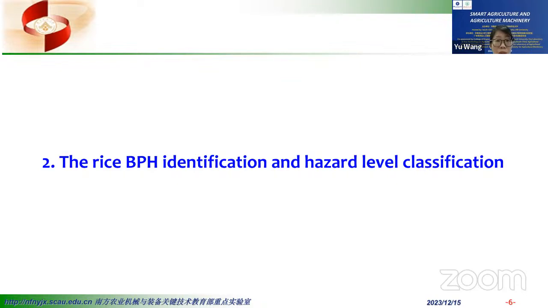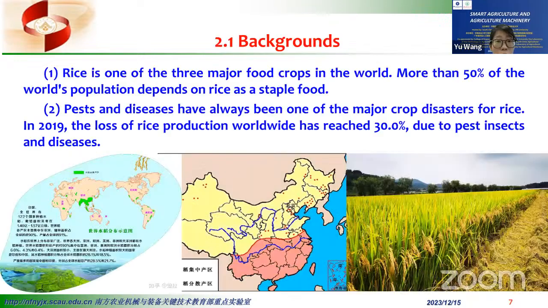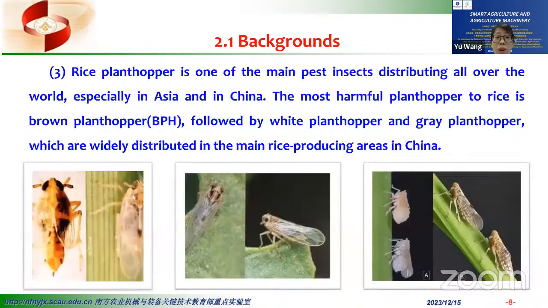One of the most important parts of the work we have done is the rice BPH identification and hazard level classification. As we know, rice is one of the 3 major food crops in the world. More than half of the world's population depends on rice as a staple food. Pests and diseases have always been one of the major crop disasters for rice. In 2019, loss of rice production worldwide reached 30% due to pest insects and diseases. Rice plant hopper is one of the main pest insects distributed all over the world, especially in Asia and China. The most harmful plant hopper to rice is the brown plant hopper, which we also call BPH for abbreviation.